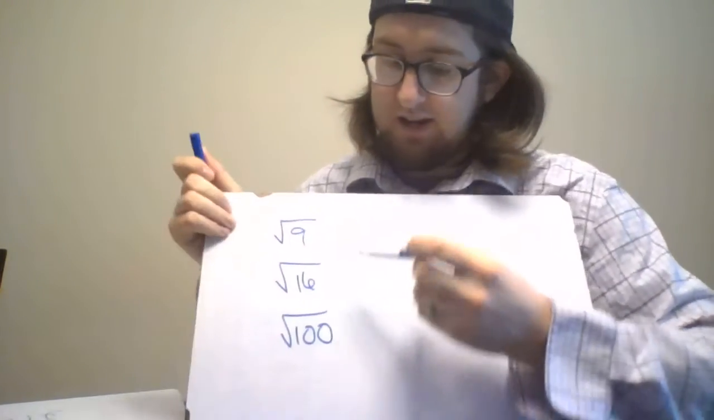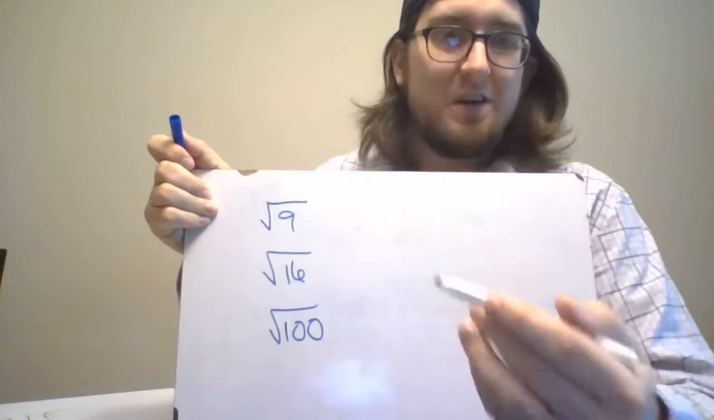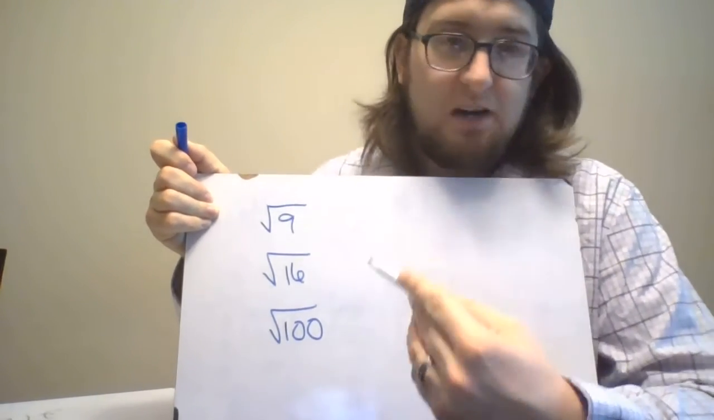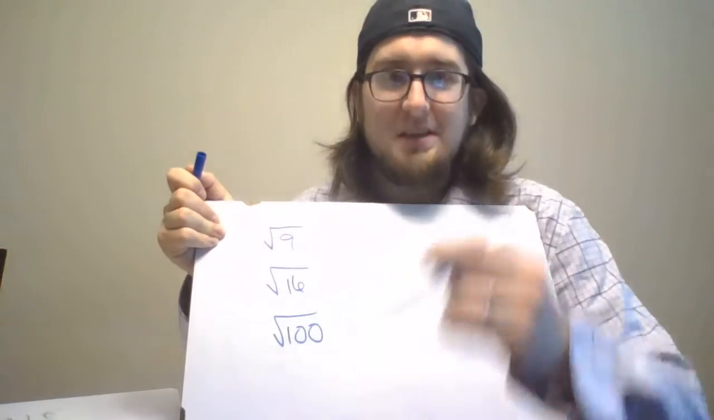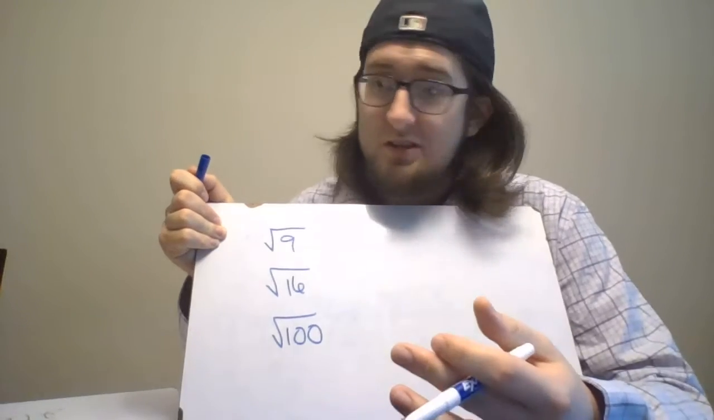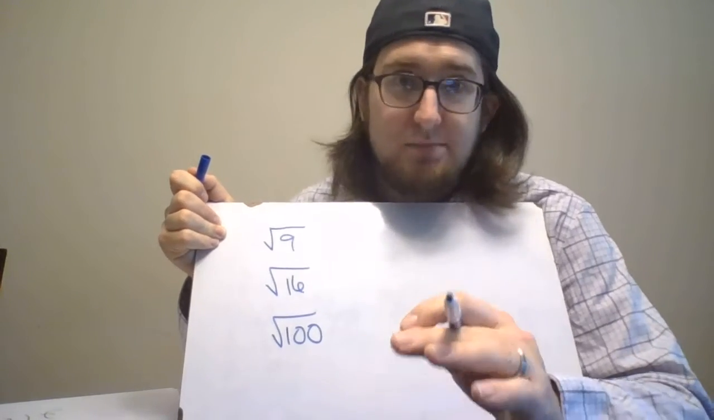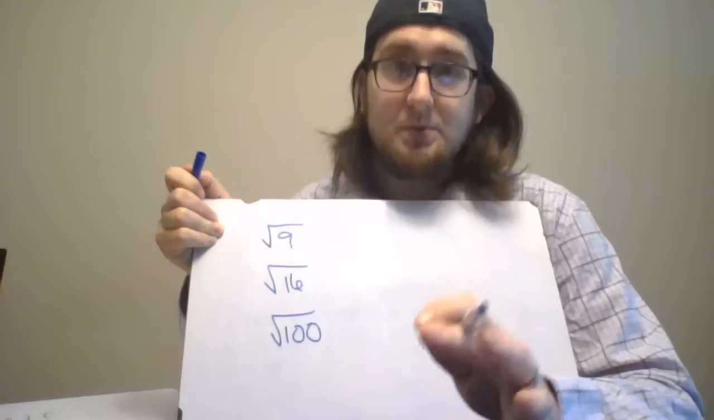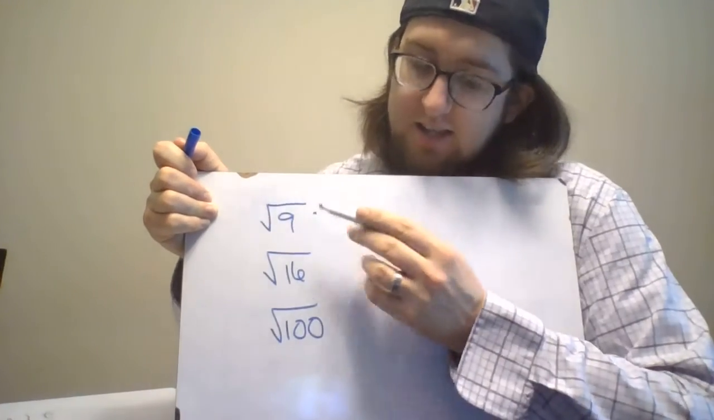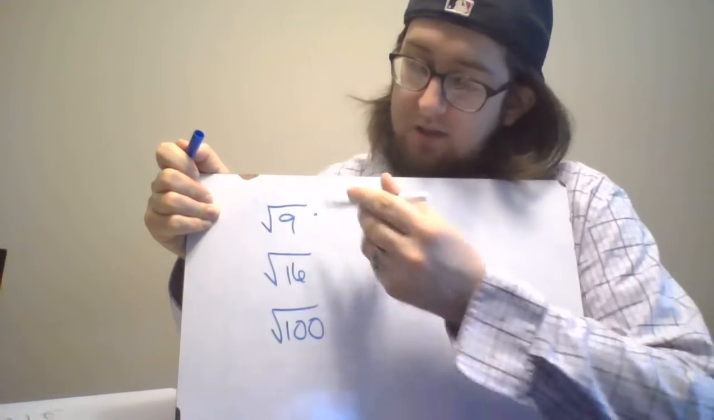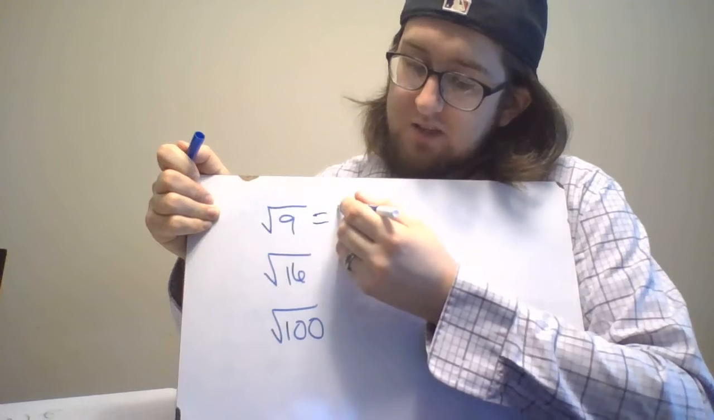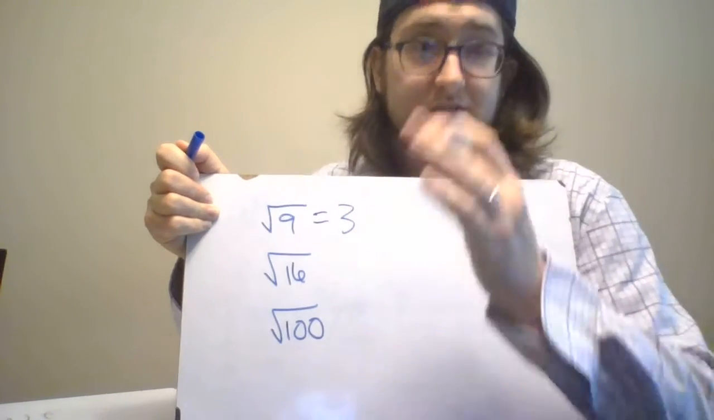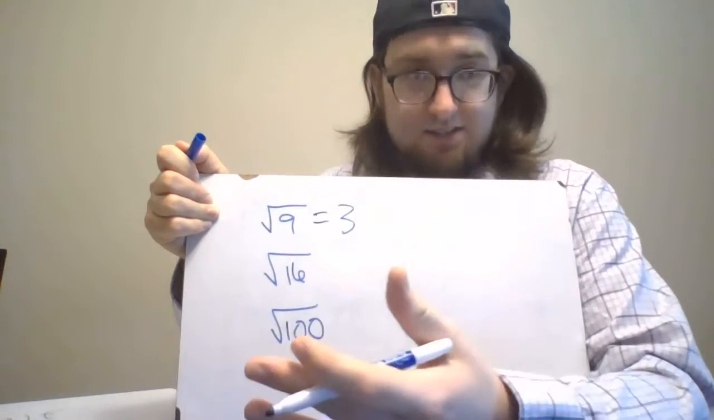So the square root of 9. What times itself is 9? The answer is not 4.5. I'm going to be saying that a lot because as I've taught this for a few years, every time somebody tries to divide by 2, do not divide by 2. So the square root of 9 is what number times itself equals 9? The square root of 9 is 3. Why? Because 3 times 3 is 9.